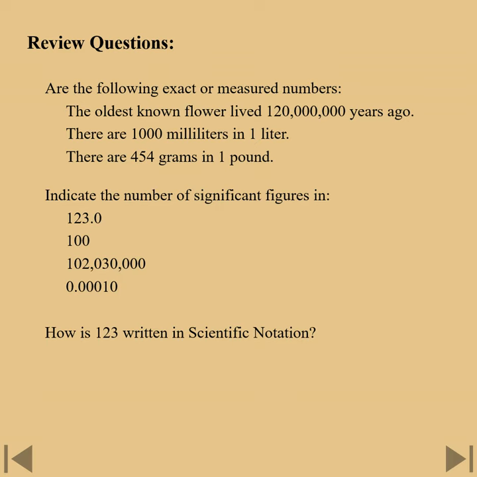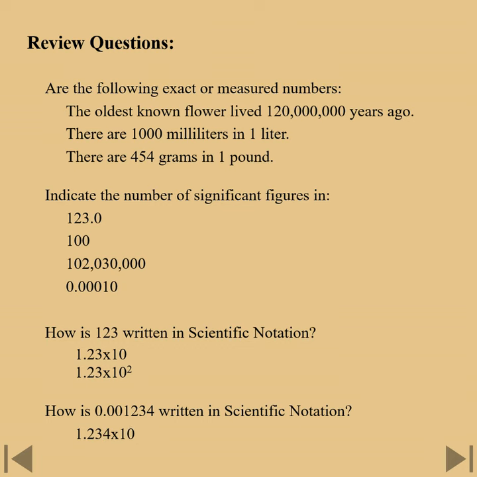And how's 123 written in scientific notation? Well, first we write our foundation, so we take the 1, followed by a decimal point, the 2 and the 3, all times 10. Then, this number is larger than 1, so our exponent is positive. And we're moving the decimal place over 2. So 1.23 times 10 to the 2. What about 0.001234? Well, 1.234 times 10 is our foundation. The number is smaller than 1, so our exponent is negative, and we move our decimal 3 places.